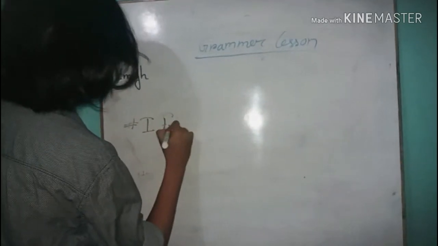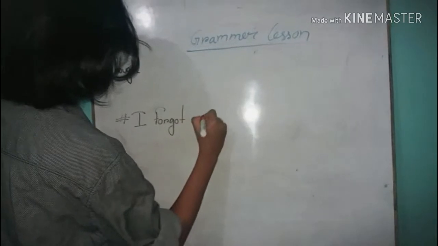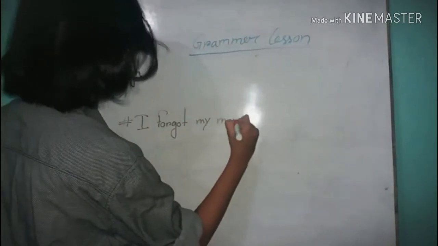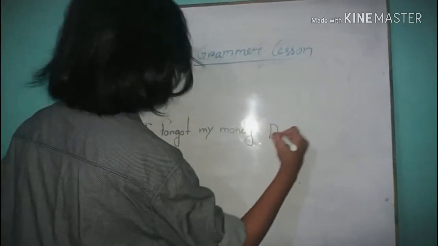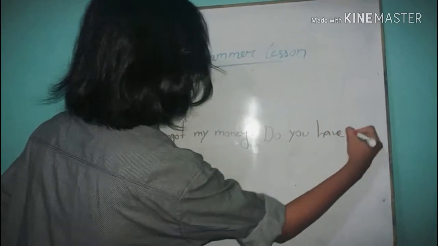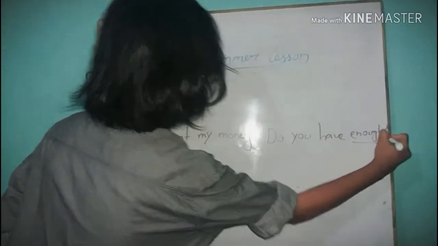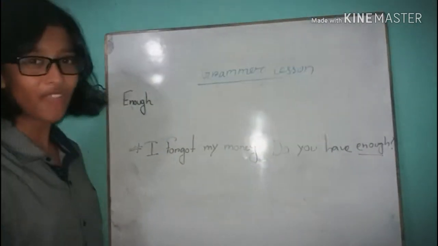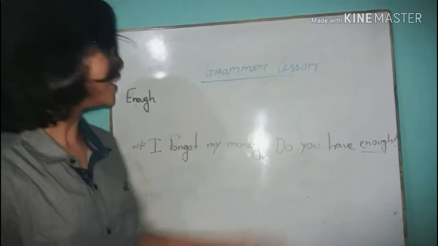Take for example, I forgot my money. Do you have enough? I forgot my money. Do you have enough? Here we clearly understand the speaker is talking about enough money.